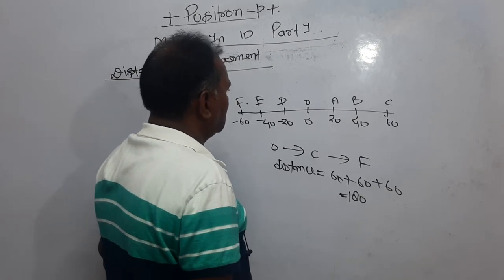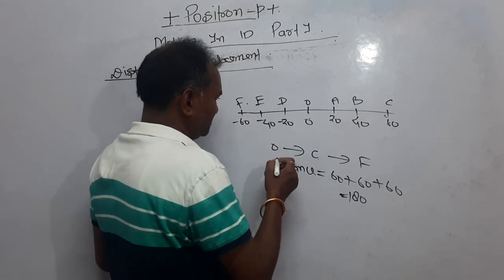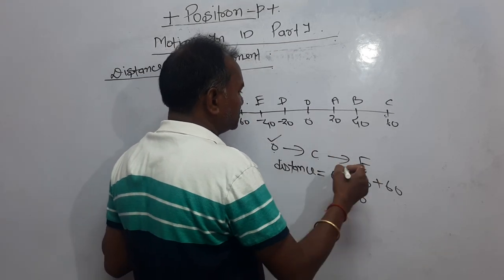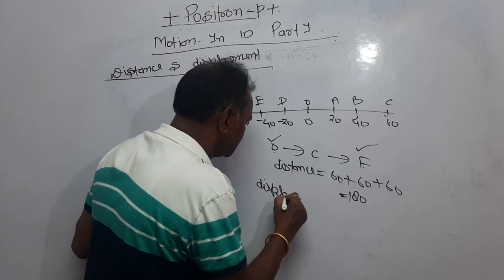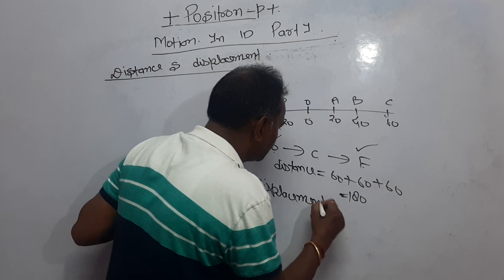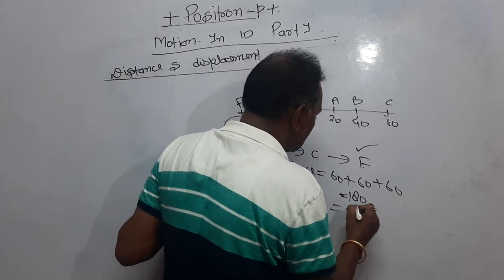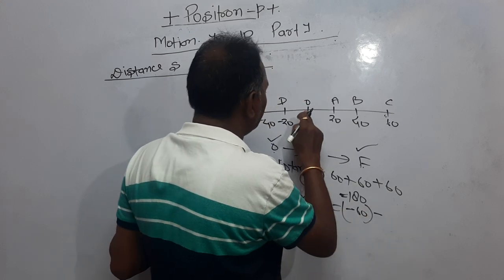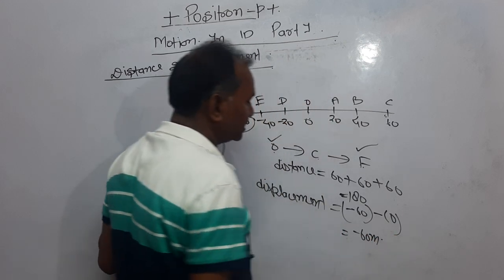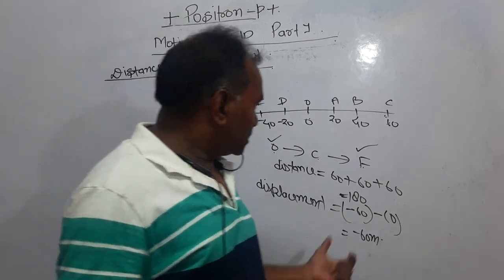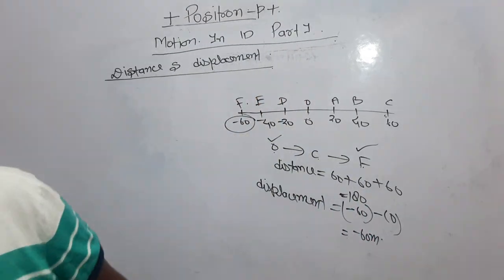Now dear students, if we have to find out the displacement between O and F, initial is O and final is F, then displacement will be final minus initial position. Finally it is minus 60, as the initial position is 0 origin, so it is minus 60 meter, right? Distance is 180 whereas displacement is minus 60 meter.